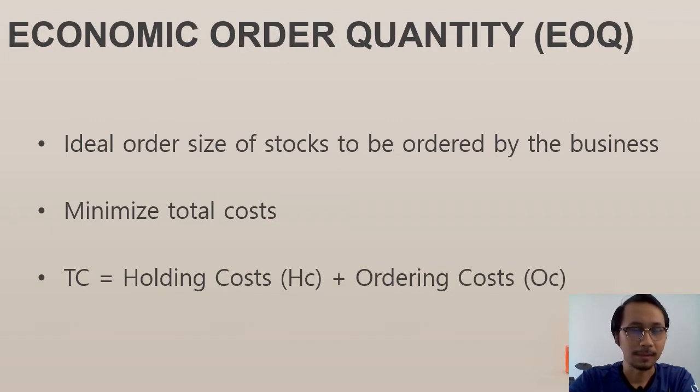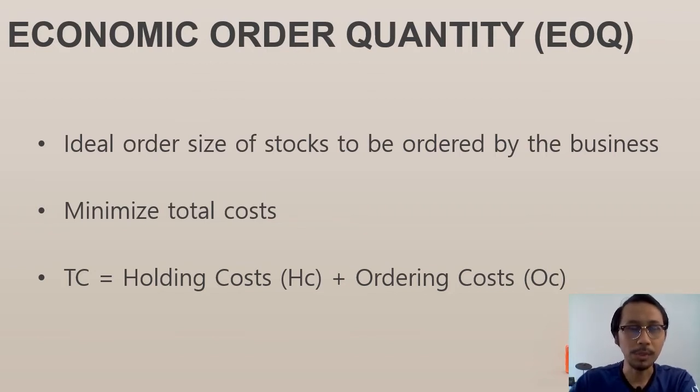So let's start with our content. For this video, I want to explain about economic order quantity, or EOQ. First of all, we must know the basic definition of economic order quantity. Economic order quantity can be considered as the ideal order size of stocks to be ordered by the business, whereas a result, you're able to minimize the total cost. The total cost is the sum of holding costs plus the total ordering cost.